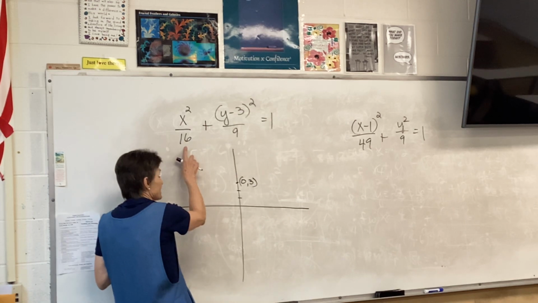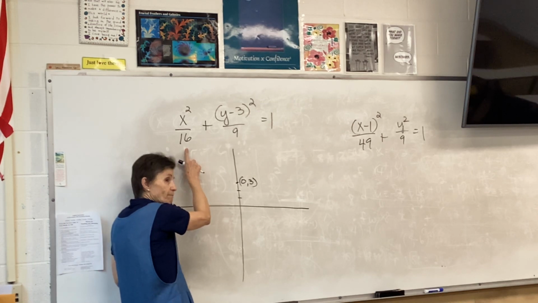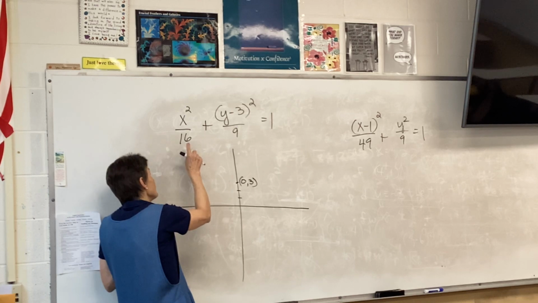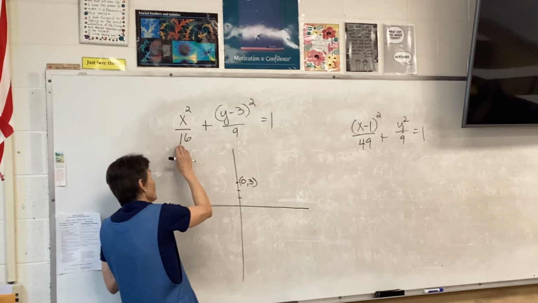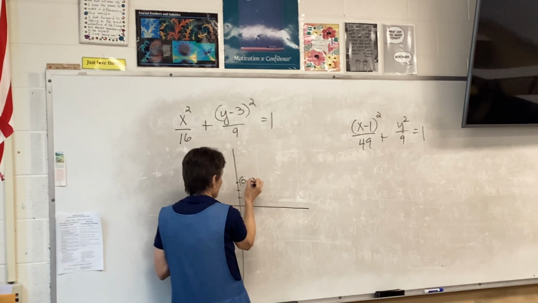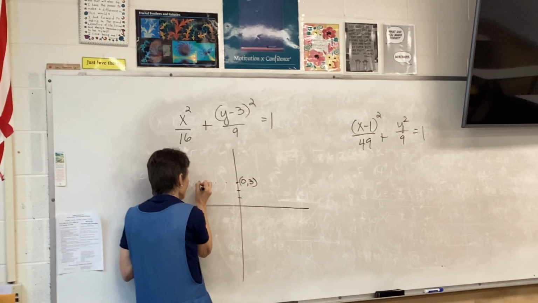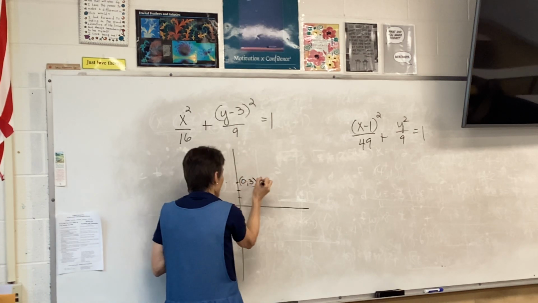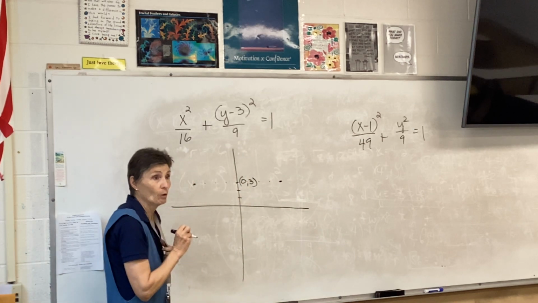Now, what does the 16 tell me? Left and right 4. Remember, you always take the square root, and whatever letter it's under, that's the direction you go. So I'm going to start at my center, put your pencil on your center, and go left 4 and right 4. And then label those points.